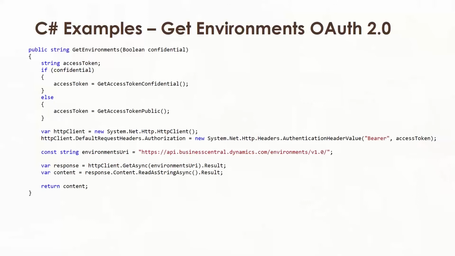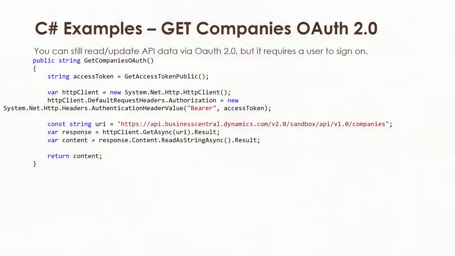So in Postman, we did the get environments, which returned a list of environments. This is the sample code that you can use to get that. I'm using the HTTP client. You'll notice the URL, same URL that we used before. Here's my way of getting companies using OAuth 2.0, just sample code here.